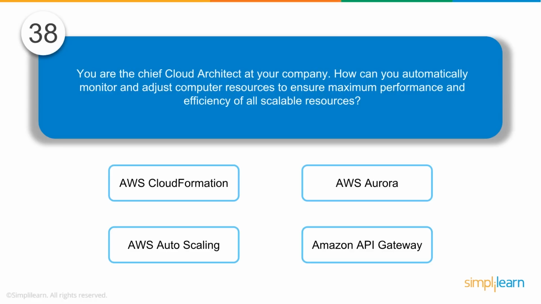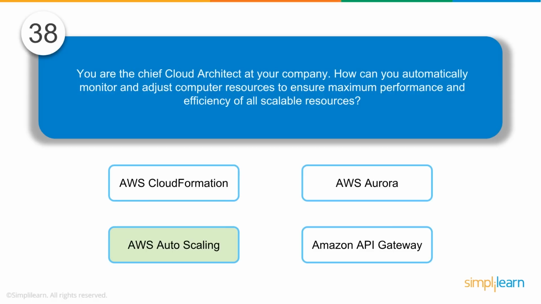You're the chief cloud architect at your company. How can you automatically monitor and adjust compute resources to ensure maximum performance and efficiency of all scalable resources? This is an easy question to answer. The answer is Autoscaling. That's a basic service in a solution architect course, isn't it?